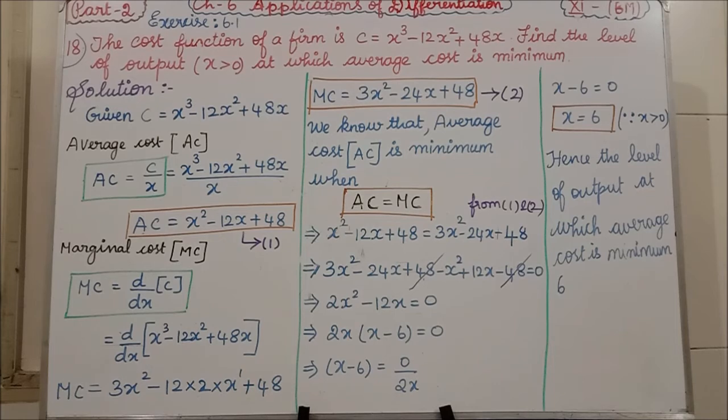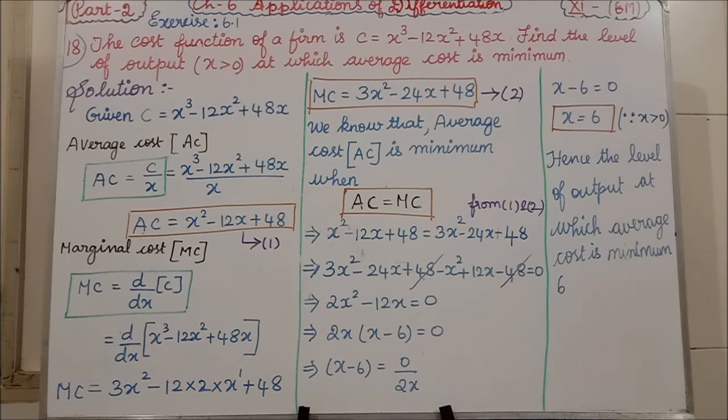Next we are going to see the 18th question. The cost function of a firm is C equal to x cube minus 12x square plus 48x. Find the level of output. Output means what? The x value we have to find. When you are finding the x value, it should be greater than 0, at which average cost is minimum. When the average cost is minimum, by that time we have to find the output, where the value of x should be greater than 0.